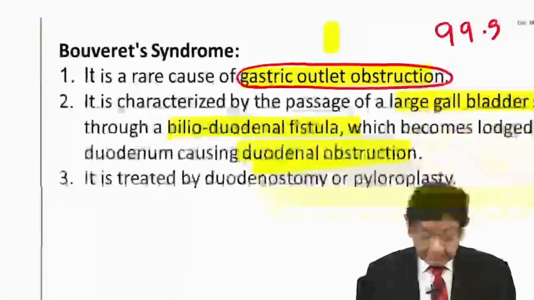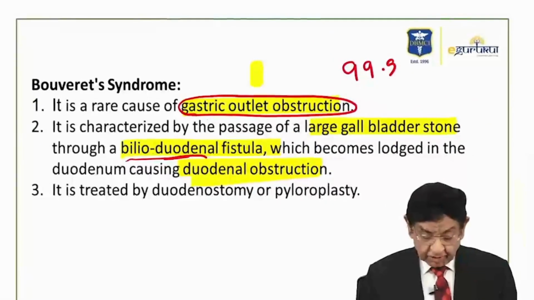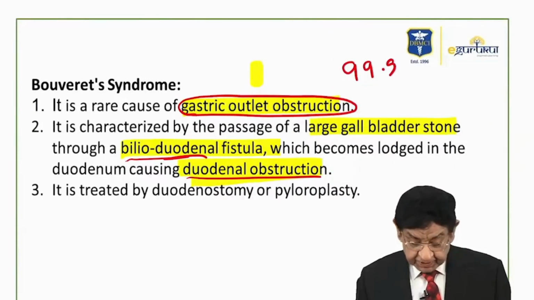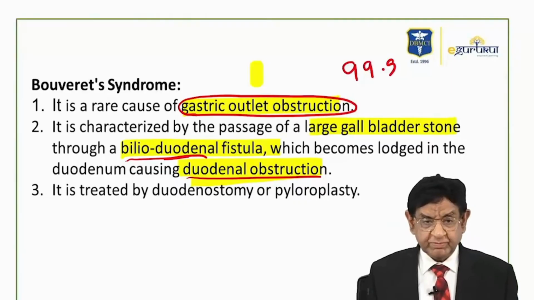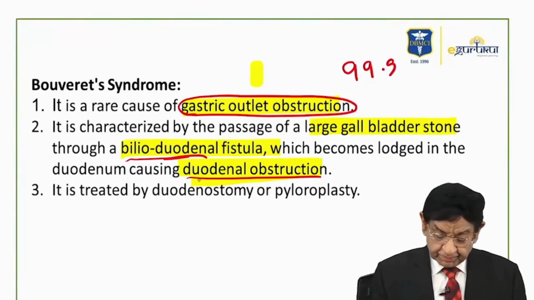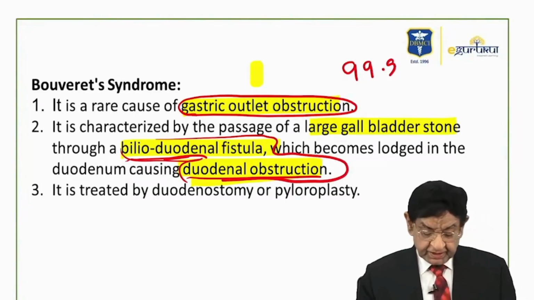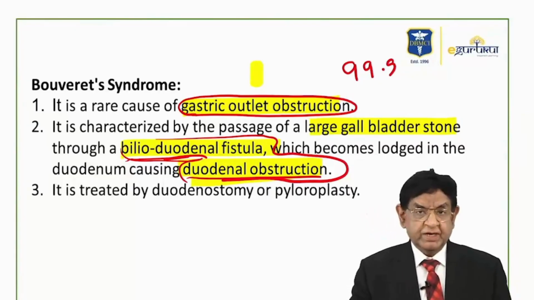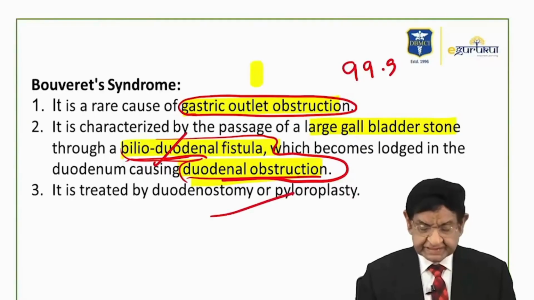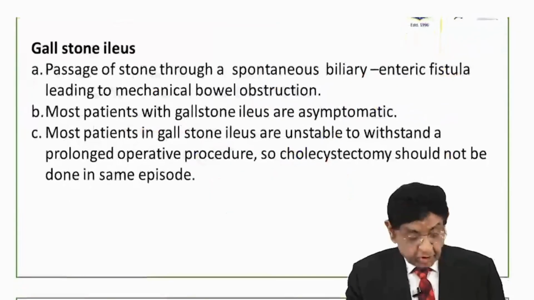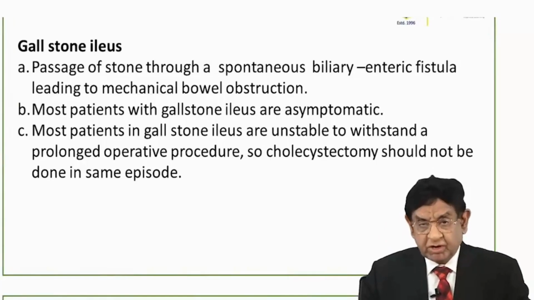via the bilioduodenal fistula. Okay, so that will go and cause duodenal obstruction. So definitely surgical treatment is needed. So what you have to remember is, in Bouveret syndrome, duodenal obstruction, this is the only keyword. Bilioduodenal fistula, and there is obstruction to the duodenum, and of course you need surgical treatment. That's all, right? Gallstone ileus. I mentioned to you, this is a complication of gallstone.